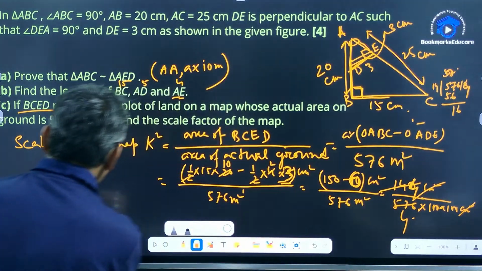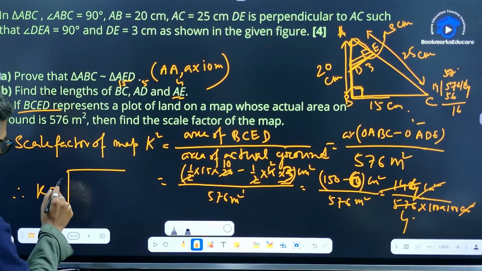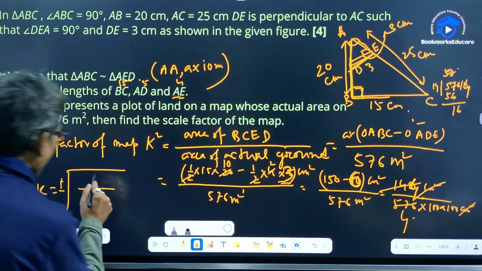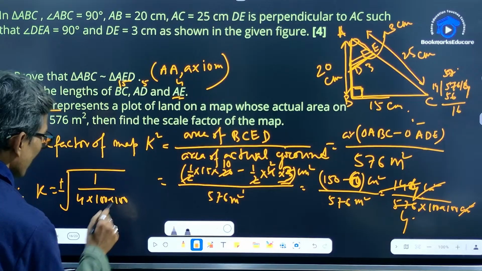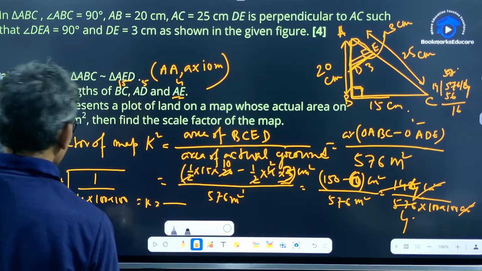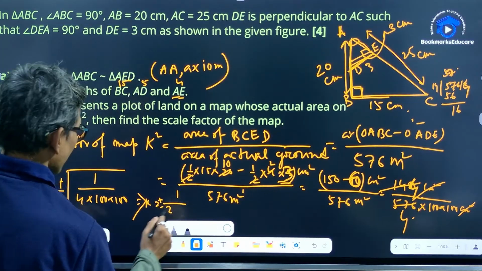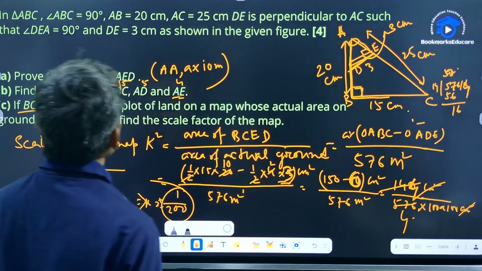Therefore k is equal to root over plus minus 1/4 into, so scale factor is plus minus 1/200. So the scale factor will be 1/200.